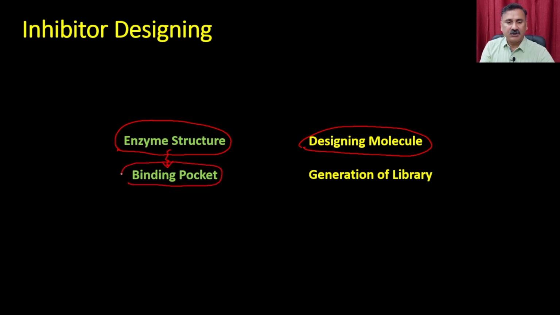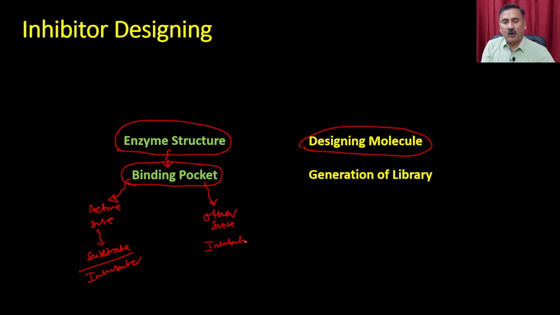Okay, and as I said in the previous lecture, also in the previous slides, the binding pocket could be of two types. It could be the active site, the site where you are going to have the binding of the substrate, and sometimes it also binds the inhibitor, or you have the other site where you have the binding of an inhibitor or activator, right? So this other site is also called the allosteric site, and the purpose of this allosteric site is to modulate the enzyme activity.